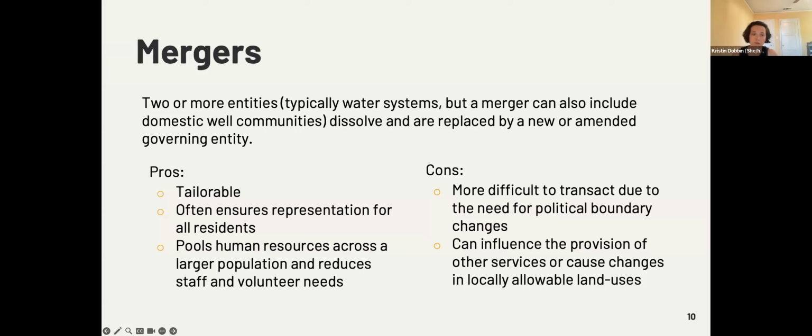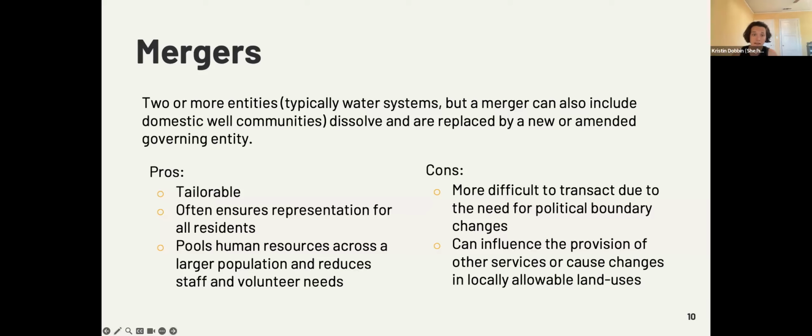This is also a good way to ensure representation for residents. And there's likely more economies of scale benefits here, right? We're pooling two systems, but we're not creating the redundancies of administration or management. So we're really hopefully maximizing economies of scale.